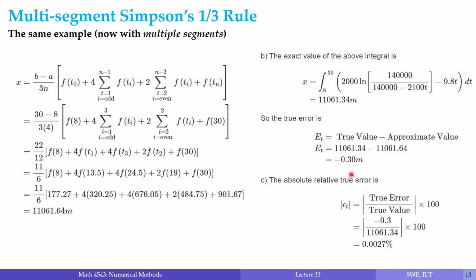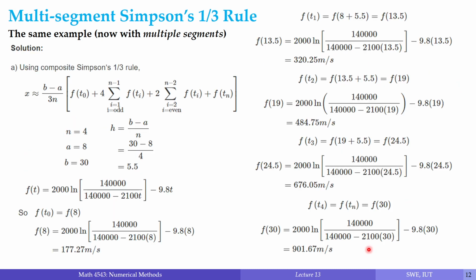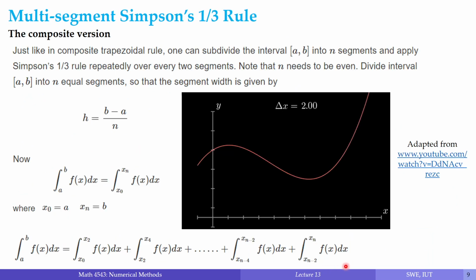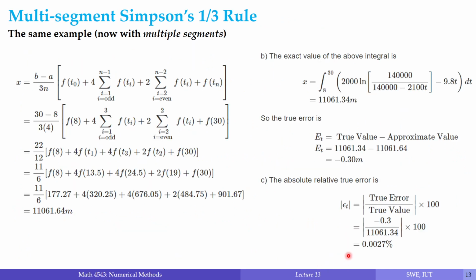So the true error will be the true value minus the approximate value, which is something like minus 0.3 meters. The relative true error will use the same formula just like before, and we see that it's a very minuscule value of 0.0027%. If we compare this to the non-composite version of the Simpson's 1/3 rule, we see that it's a reasonable improvement, right? So we went from 0.0396% to 0.0027% absolute relative true error.